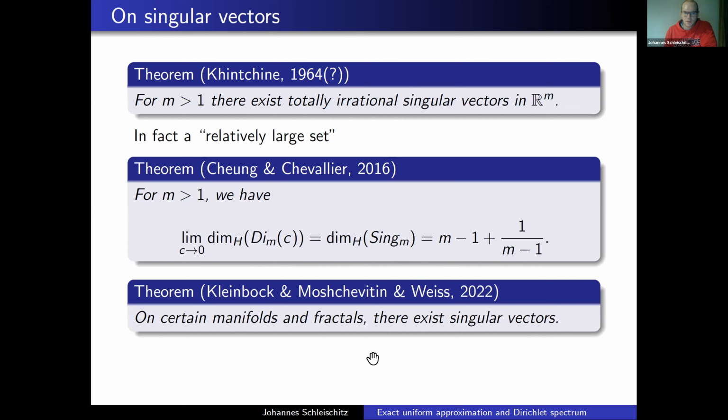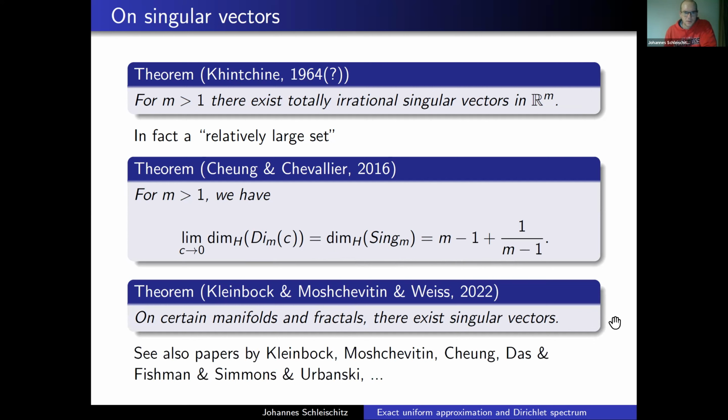And another result that I only sketch, I don't say the exact conditions, but on certain manifolds and fractals, there exist singular vectors, from a recent paper, Kleinbock, Moshchevitin. And there are some other references. I cannot or don't want to talk about everything, so I leave it at this point.